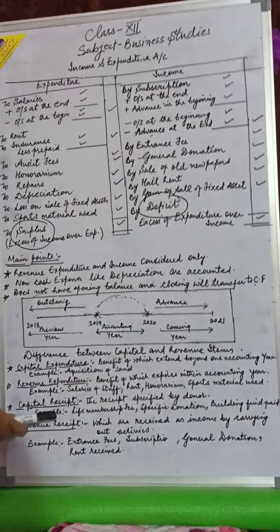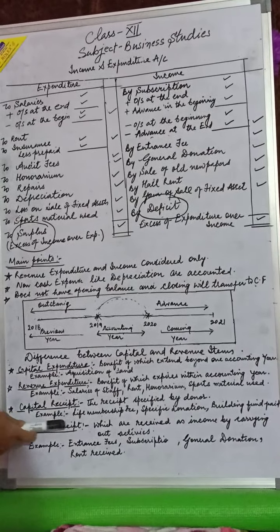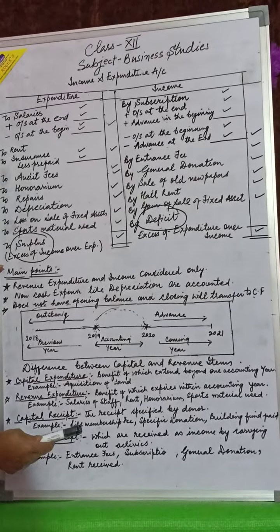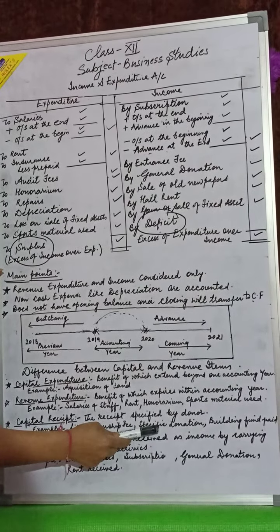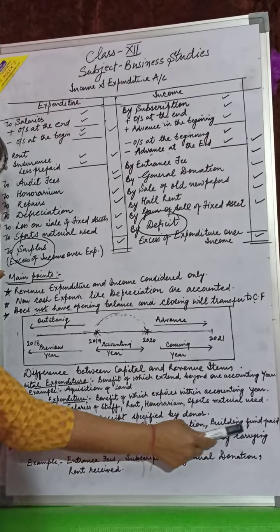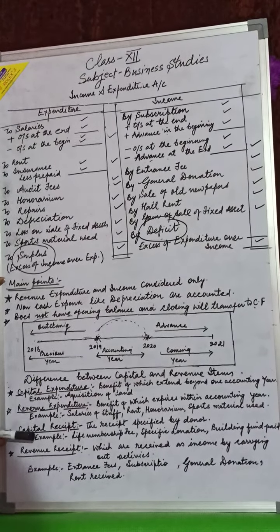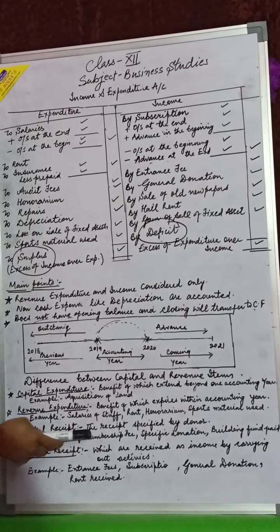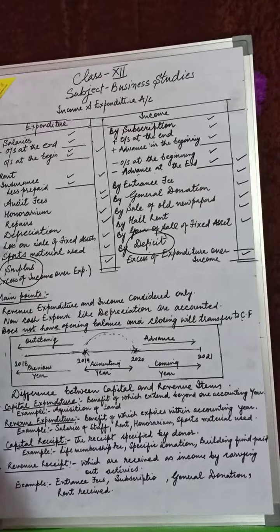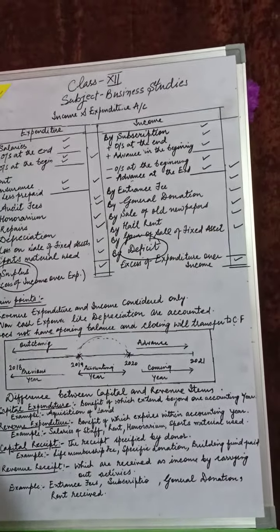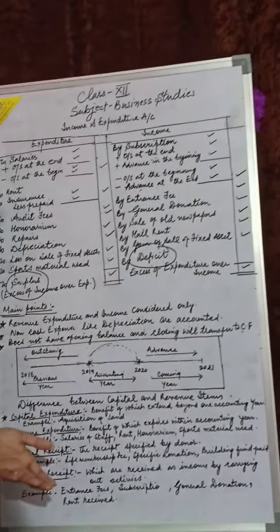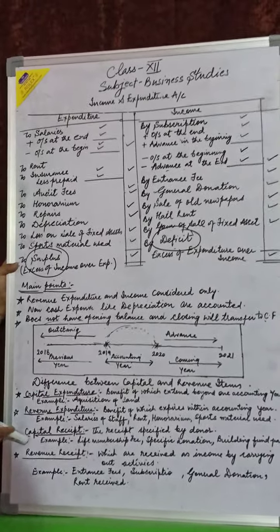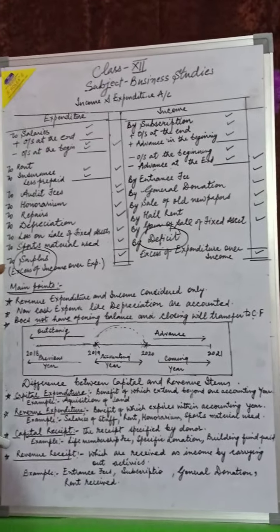Now move to capital receipts. Capital receipts are receipts specified by the donor, for example, life membership fee, specific donations, building fund. It means the capital receipts are actually receipts, but it is specified by the donor that I am giving this certain sum of money for some purpose. If the purpose is specifically given by the donor, then that receipt is converted to a capital receipt.